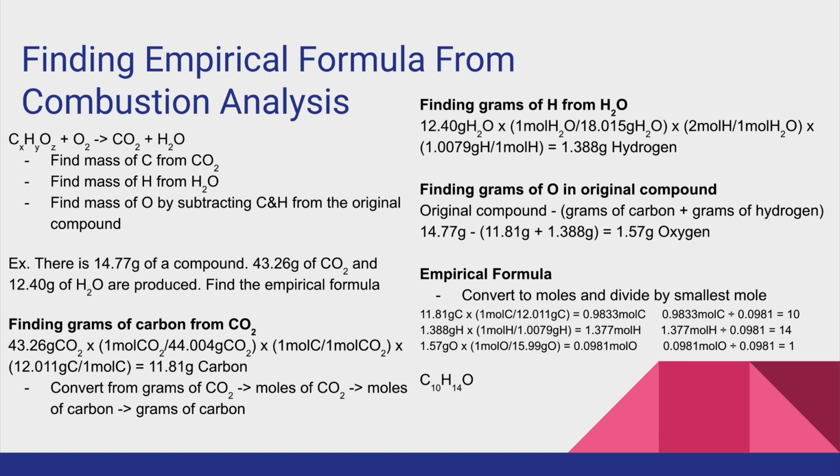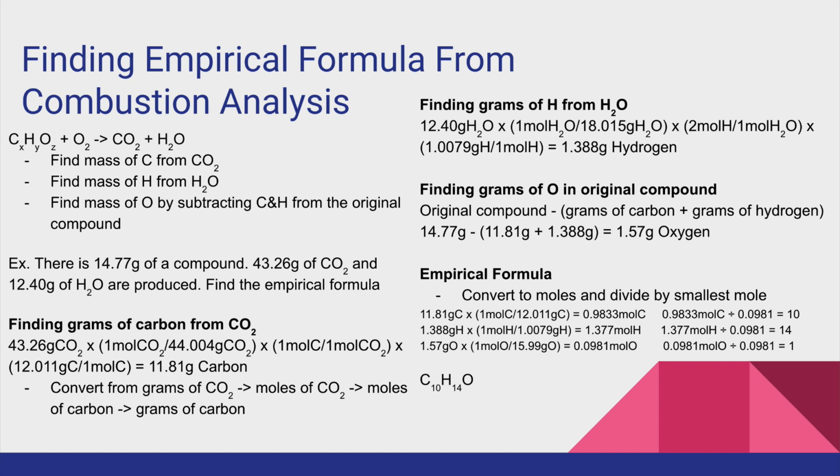Now, if we want to find the empirical formula, we must convert to moles and divide by the smallest mole. So we have first for carbon, 11.81 grams of carbon times 1 mole of carbon over 12.001 grams of carbon, which gives us 0.9833 moles of carbon. Then we have 1.388 grams of hydrogen times 1 mole of hydrogen over 1.0079 grams of hydrogen, and we get 1.377 moles of hydrogen.